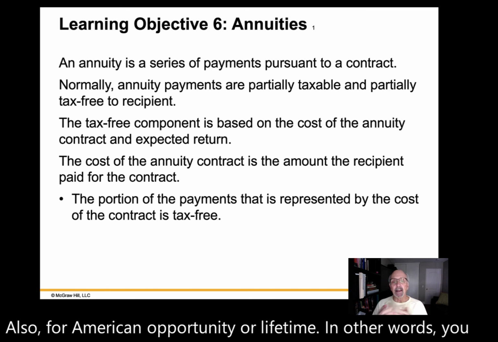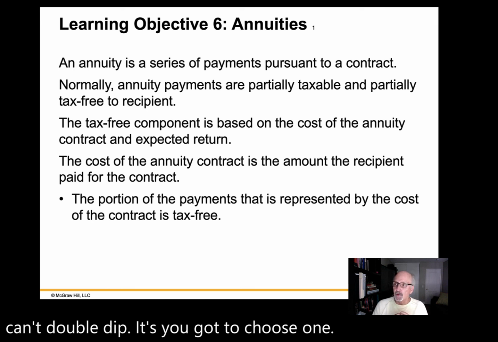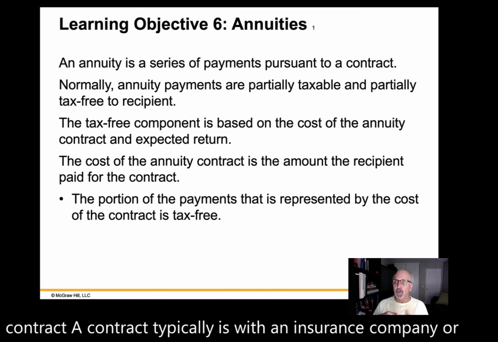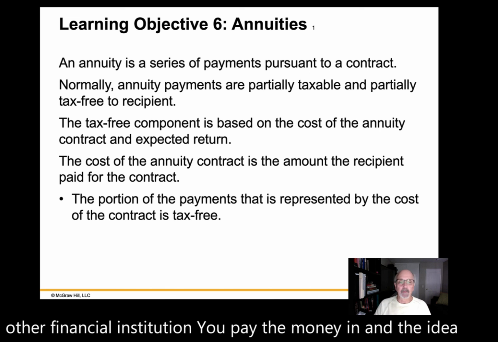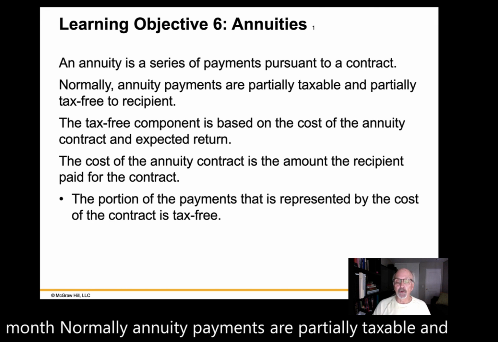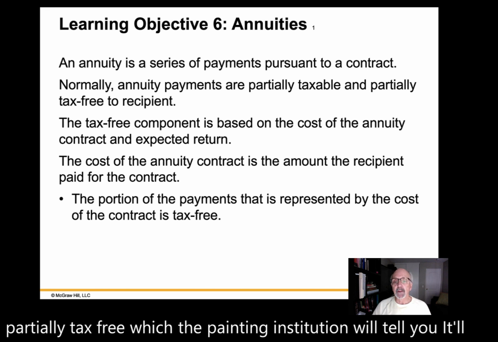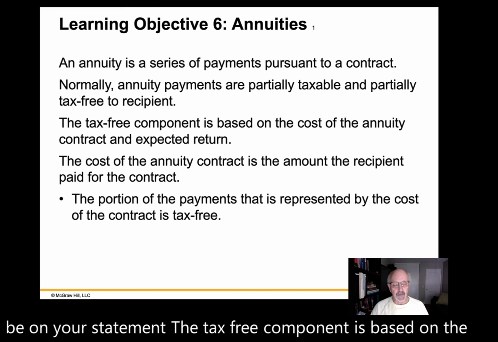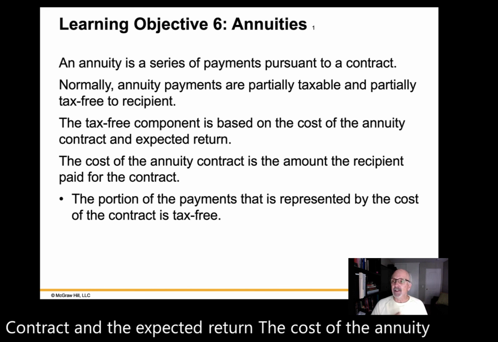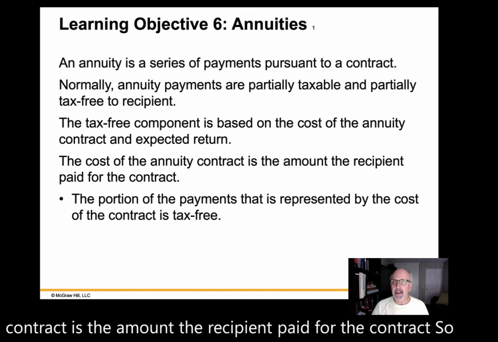An annuity, again, is a series of payments pursuant to a contract. The contract typically is with an insurance company or other financial institution. You pay the money in, and the idea is the contract says when you retire, you get X amount every month. Normally, annuity payments are partially taxable and partially tax-free, which the paying institution will tell you. It'll be on your statement. The tax-free component is based on the cost of the annuity contract and the expected return. The cost of the annuity contract is the amount the recipient paid for the contract. So that's the amount that you pay in.